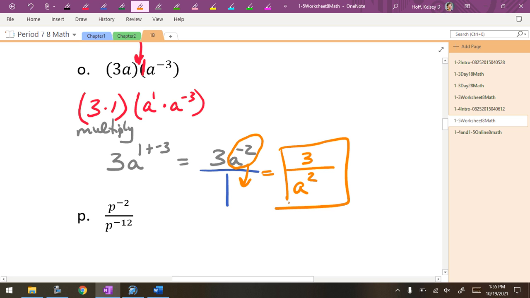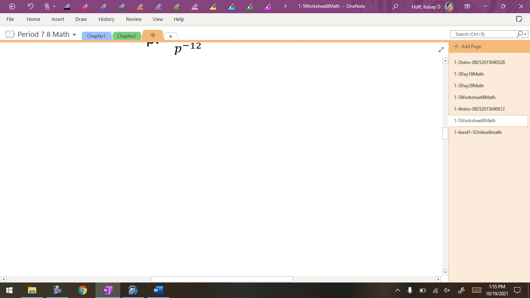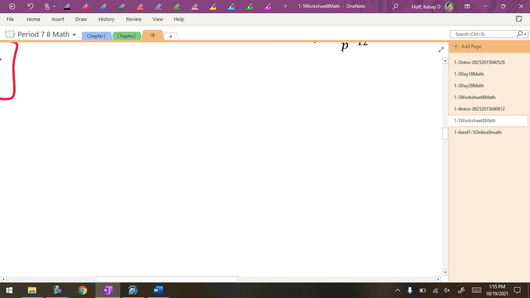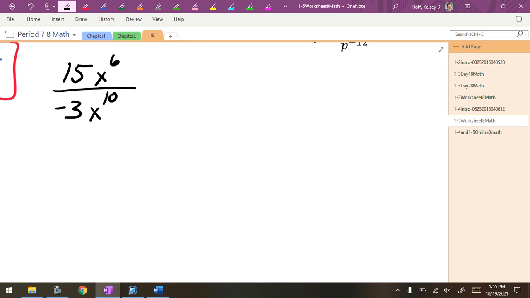Okay? I'm going to skip the other ones, flip it over. There's 2 that I didn't give you an example of that have been trouble today. So I'm going to give you 2 examples. 15 x to the 6th divided by negative 3 x to the 10th. Nolan.